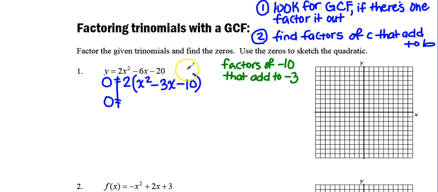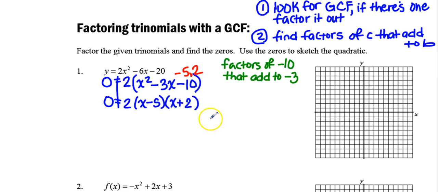So I'm hoping that 5 and 2 are what we looked at. And I see that 10 is negative. So that means that I need one of these to be negative, which is good for me because to get a negative 3, this 5 has to be negative. The 2 will stay on the outside, and we will factor this to be x minus 5, x plus 2.